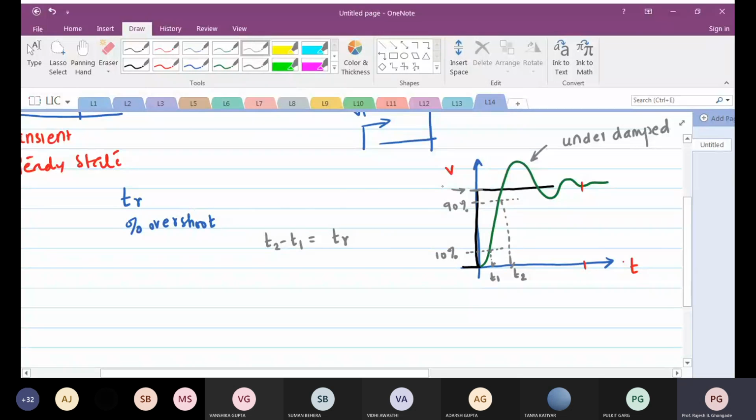This is the maximum amount by which the output will deviate from the steady state value. So this is your overshoot, and it is expressed in percentage.